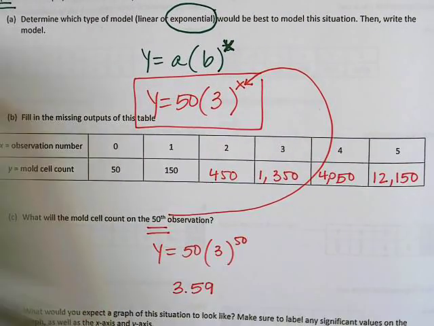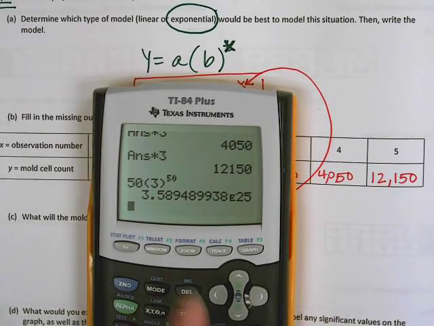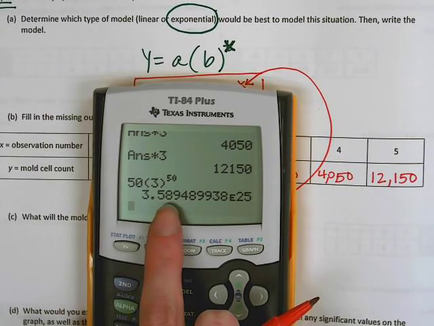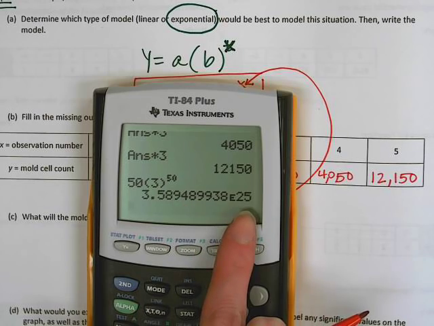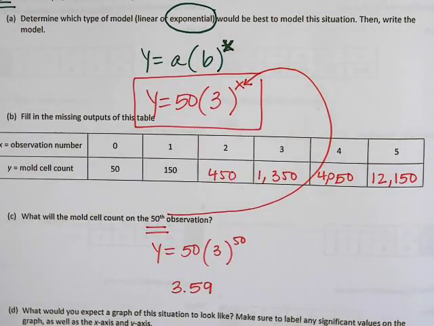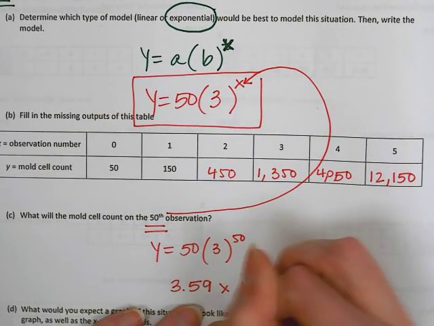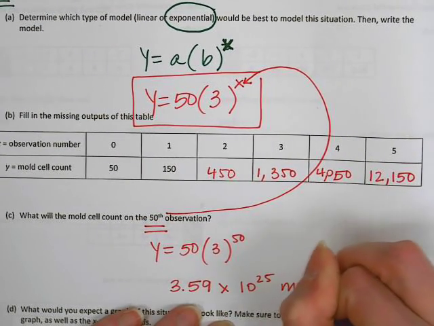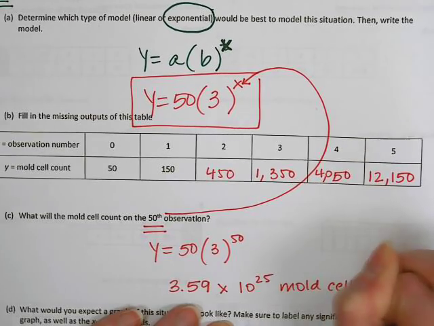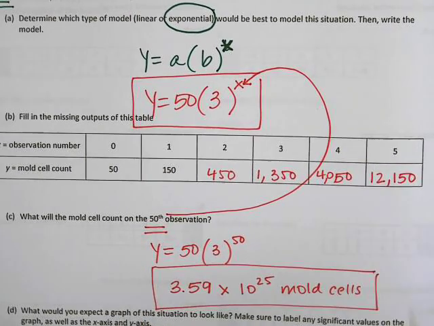It's 3.59. Let me show you what this looks like here. This is scientific notation. 3.59, E means times 10 to the 25th power. So 3.59 times 10 to the 25th power mold cells. It's just a huge number.